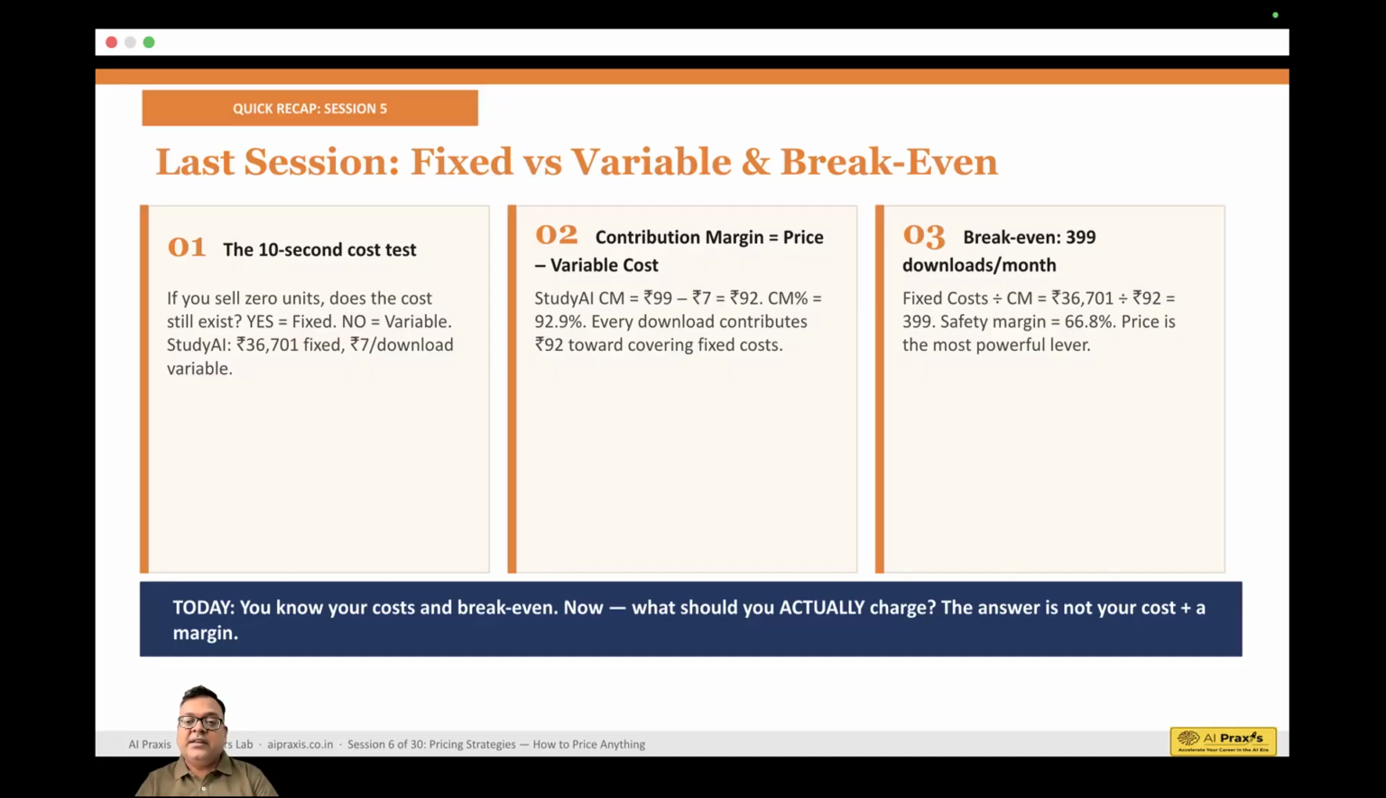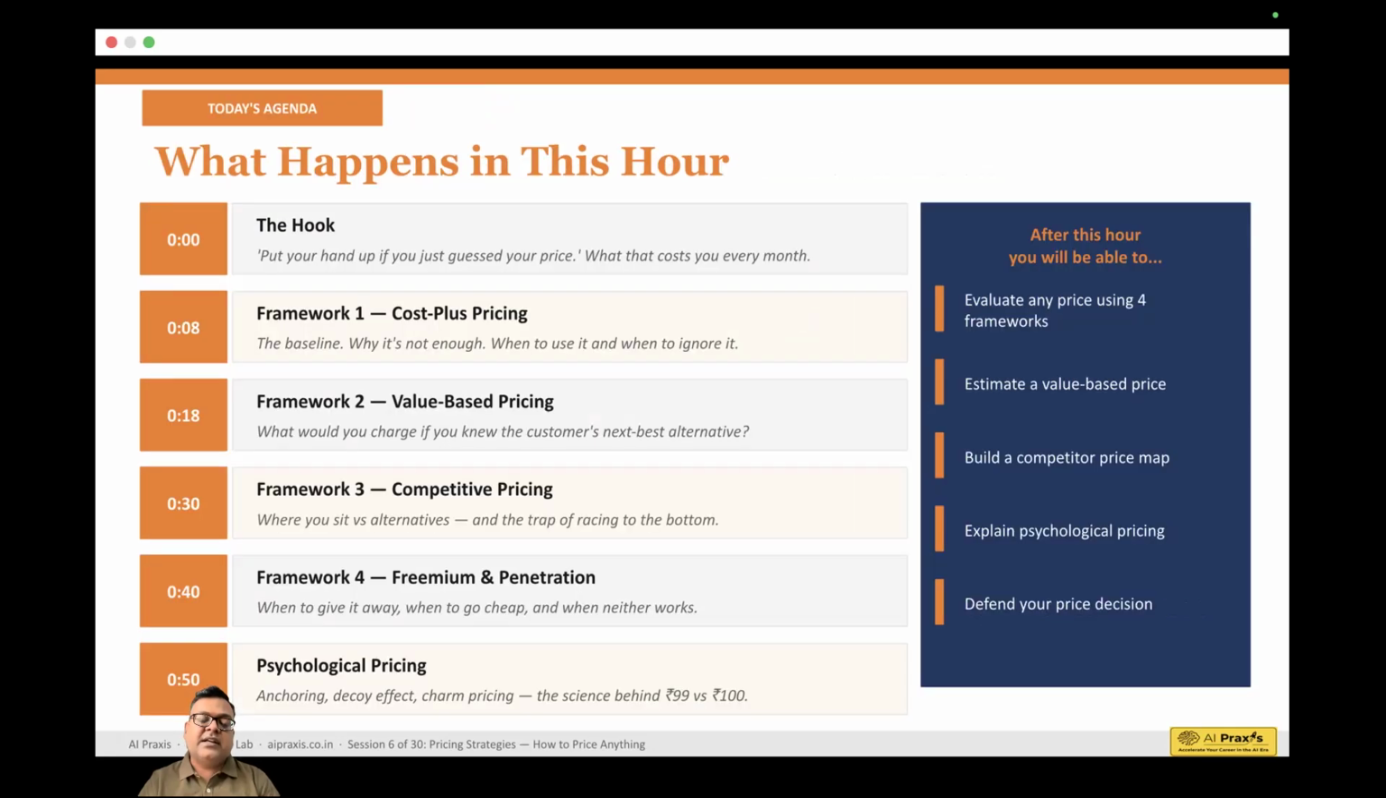What that means is if Study AI sells 399 downloads per month, then in that case, it will be at no loss, no profit situation. And anything extra will always contribute 92 rupees towards covering their fixed cost. This is also a safety margin that you can calculate. You take the fixed cost and divide it by the contribution, which is 92 rupees, right? And you get that. So price is the most powerful thing. So in this session, we are going to actually talk about that. Let's see how we can actually discuss.